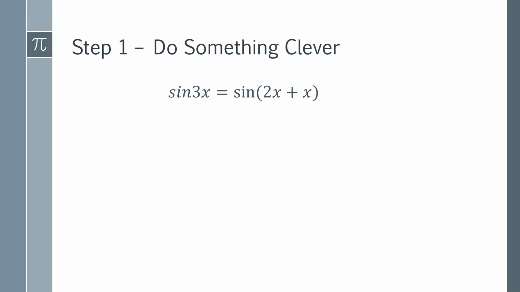So sine 3x, unsurprisingly, is the same as sine 2x plus another x. So you can split the 3x into 2x plus x. And what this does is it allows you to use this identity. So we've got the sine a plus b identity. And what we can then realize is that in this case, a is going to be 2x and b is just going to be x.